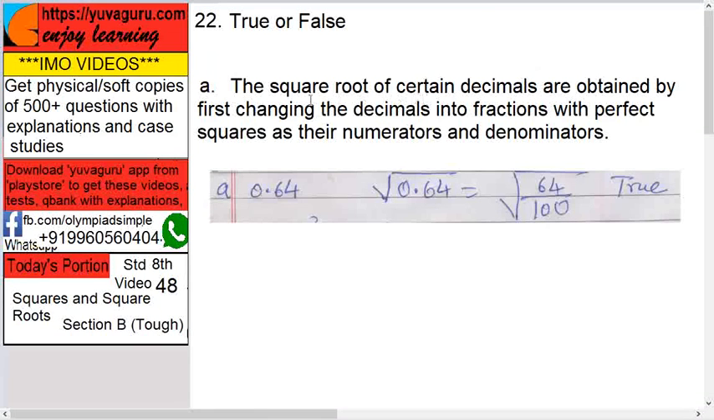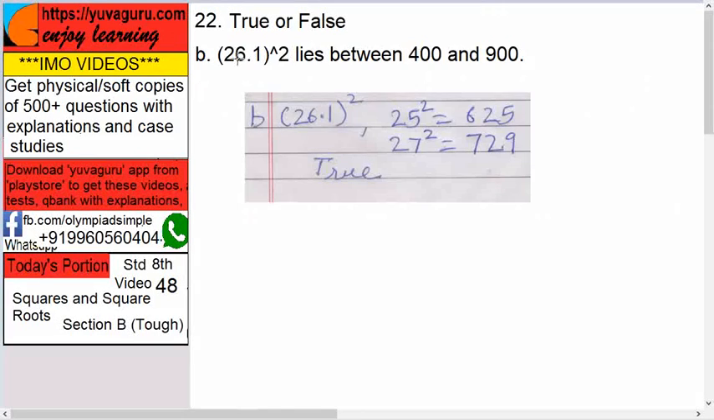Okay. So let's take an example, 0.64. The square root of 0.64 equals the square root of 64 upon 100. Right. What are we doing? Obtained by first changing the decimals into fractions with perfect squares as numerators and denominators. Yes, so that is true. This answer is true.